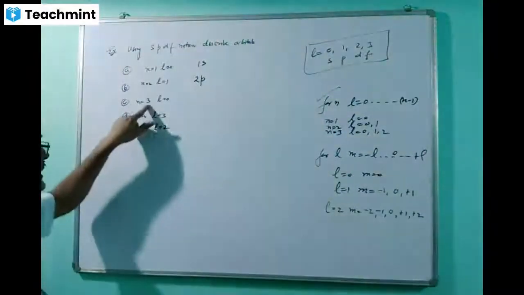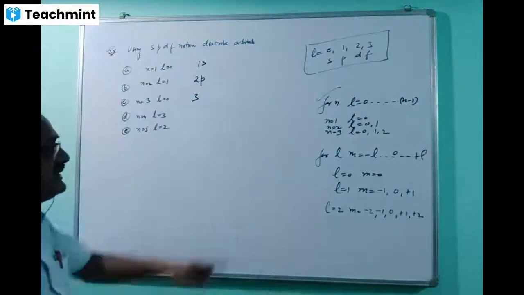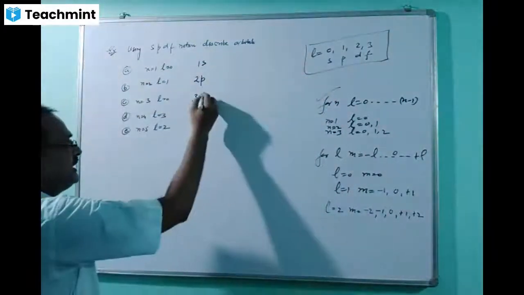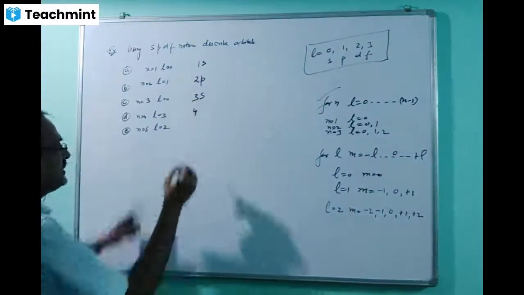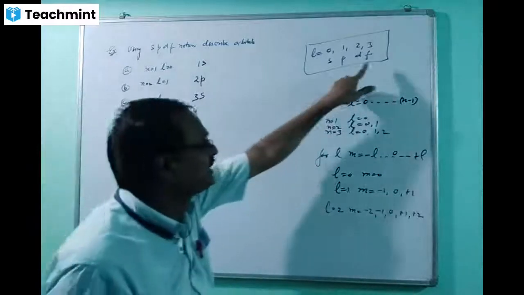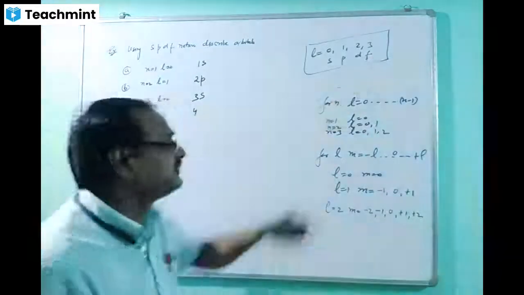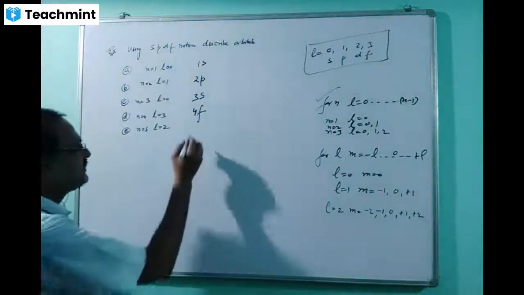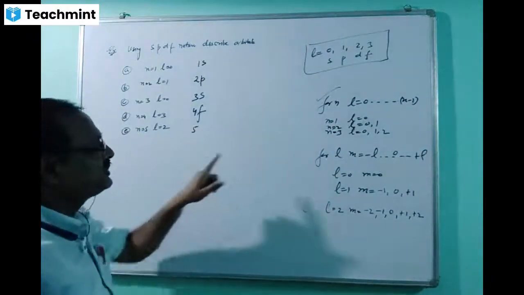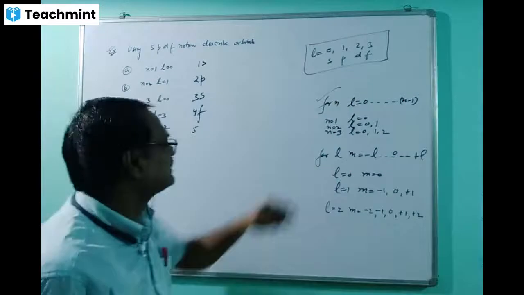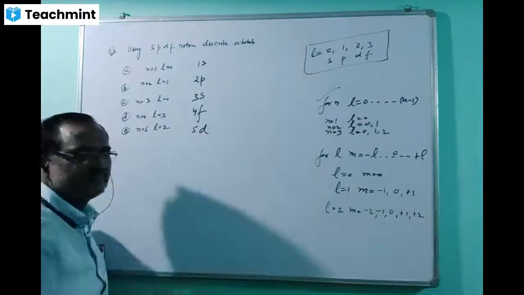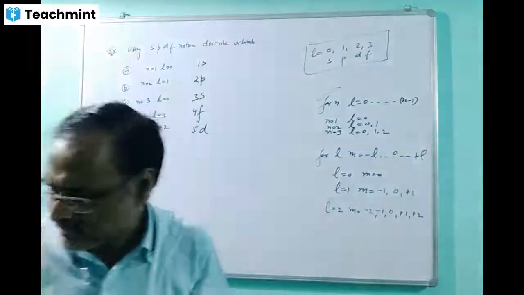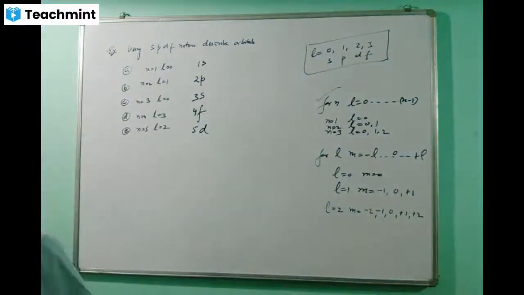Then n is equal to 3 and L is equal to 0. Then this will be S. So 3S. Then n is equal to 4, L is equal to 3. So if L is equal to 3, F. So this will be 4F. Then n is equal to 5, L is equal to 2. So this 5D. All of you understood? Yes, sir. Yes, sir. So note down.